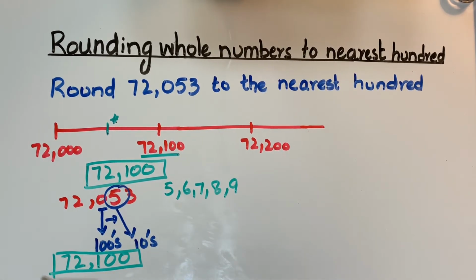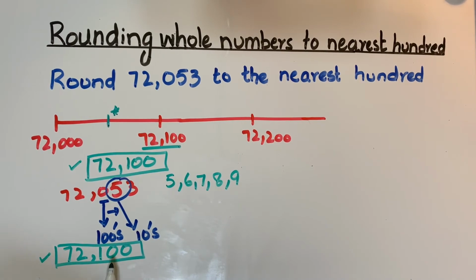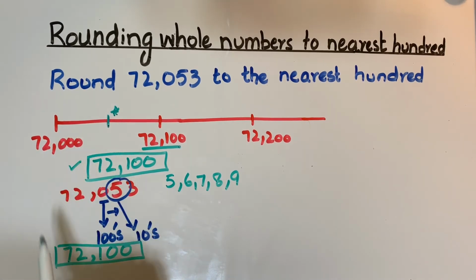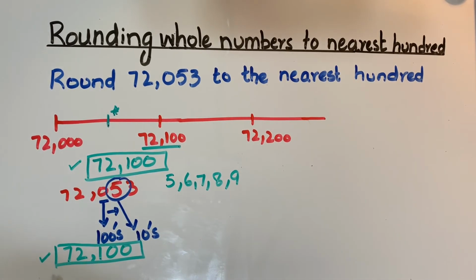So the answer will be 72,100. We had the same answer using the number line. So either way, we got the same answer.